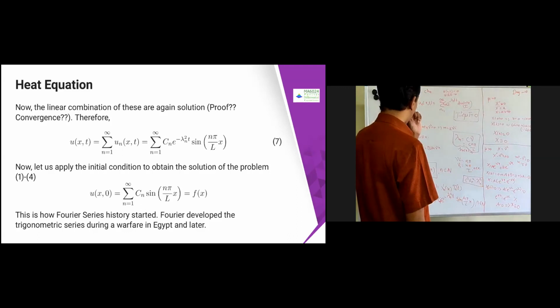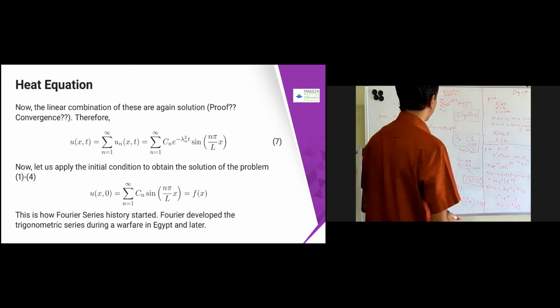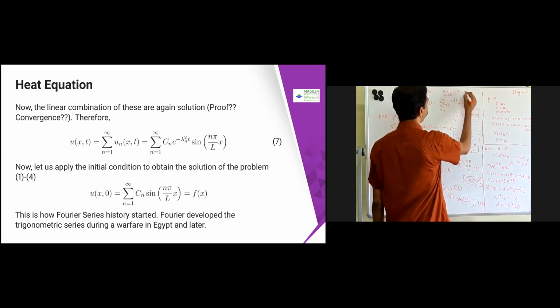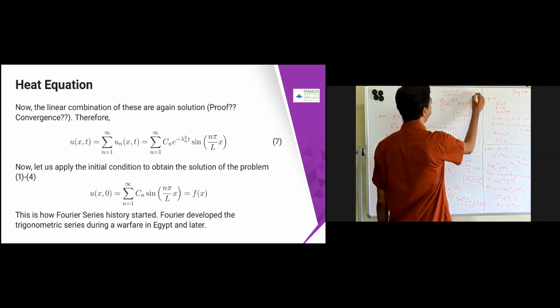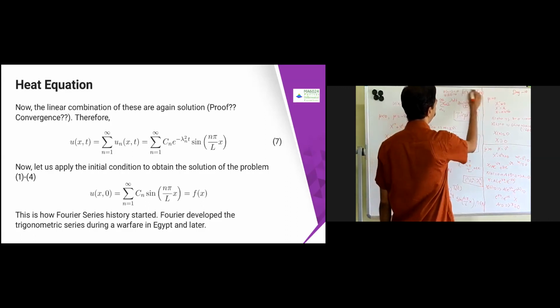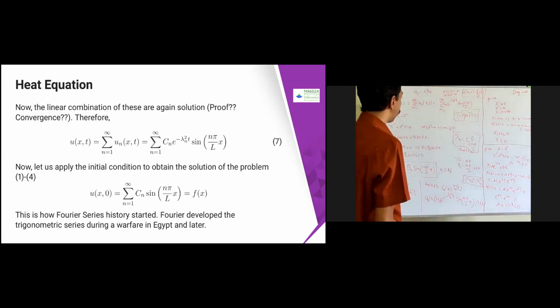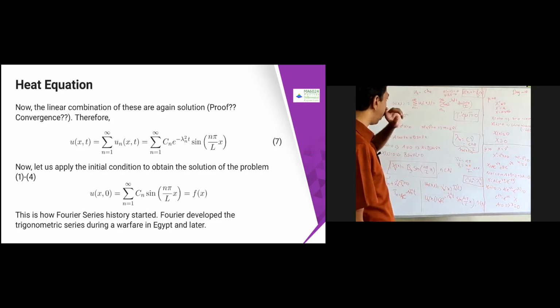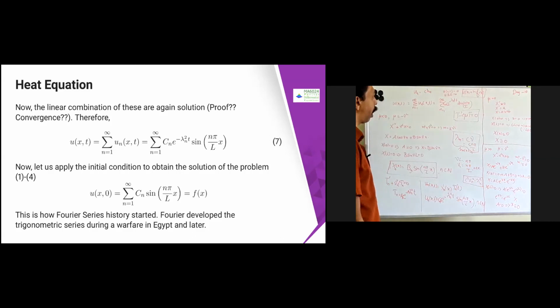Now, we didn't apply one condition so far. That condition is u of x comma 0 equal to f of x. This condition is left out. This we didn't apply so far, because we have one more constant that we need to eliminate. So u of x comma 0 equal to f of x is not applied.